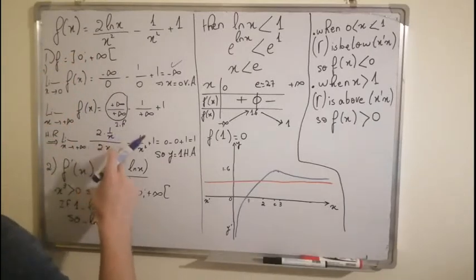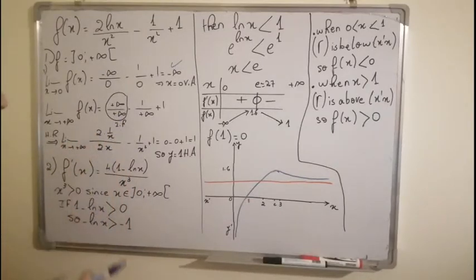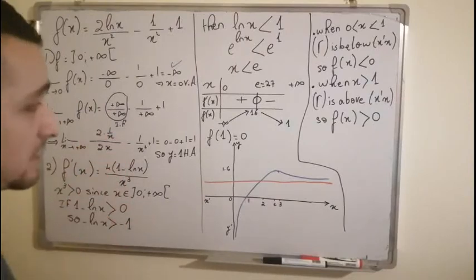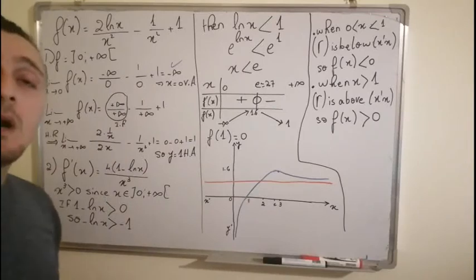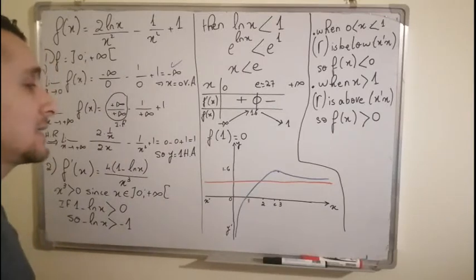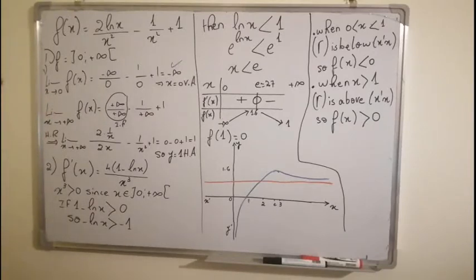So the function will be the limit when x approaches plus infinity of 2 times 1 over x divided by 2x, minus 1 over x². By simply replacing, we obtain 1. So y equals 1 represents a horizontal asymptote of the curve.